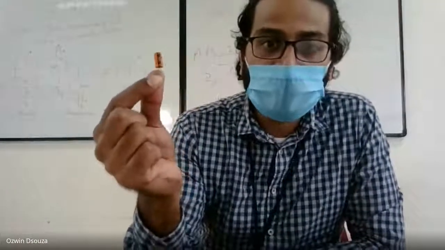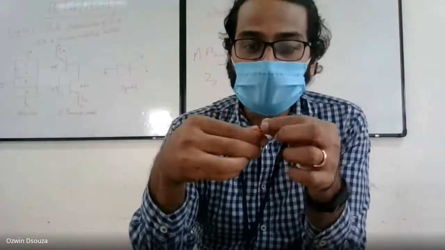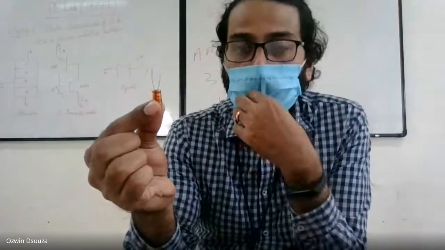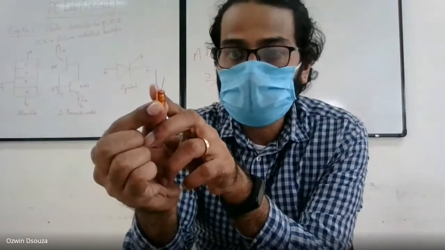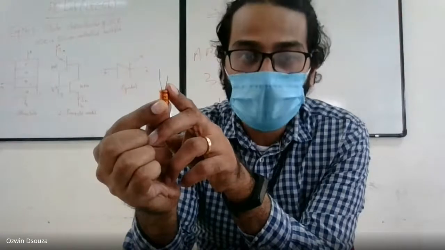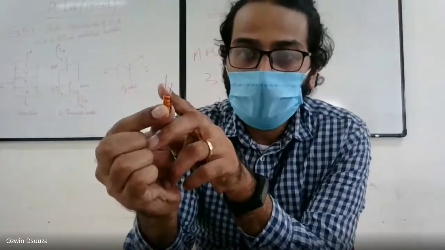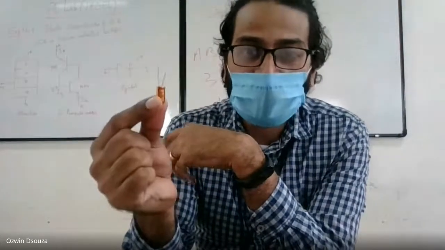And this is called an electrolytic capacitor. It can also be called a polarized capacitor. As you can clearly observe, the two terminals have unequal lengths. The shorter length indicates the negative terminal or negative plate of the capacitor, and the longer end indicates the positive terminal of the capacitor. So this capacitor is called an electrolytic capacitor.